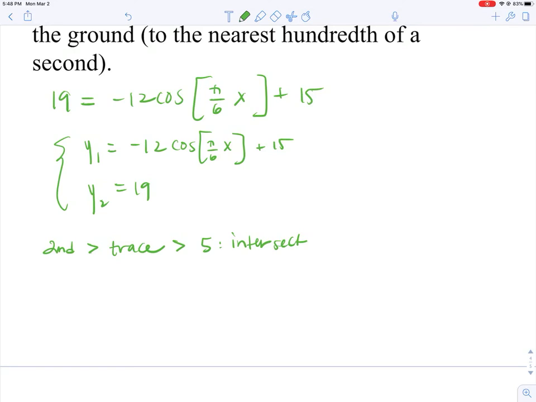So you hit enter 3 times, and we get that the first time that he will be 19 feet off of the ground is approximately 3.649 seconds. And then we go through that again. Second, trace, intersect, move the cursor to the next point of intersection, enter, enter, enter. And I get, as the second time, 8.351 seconds.